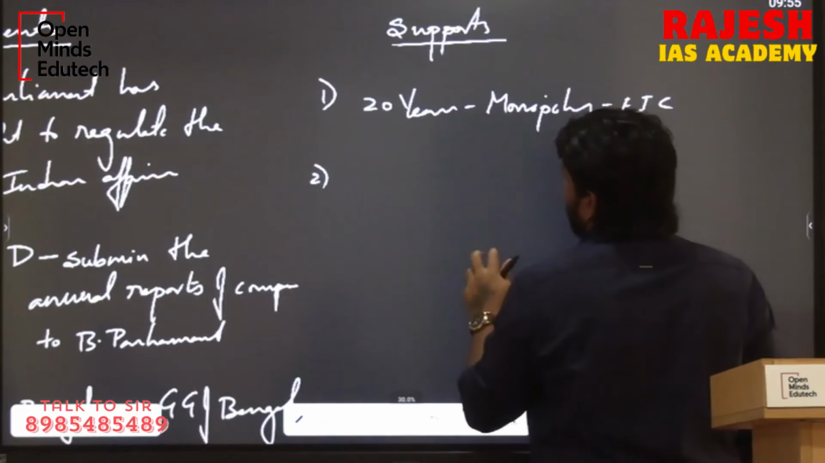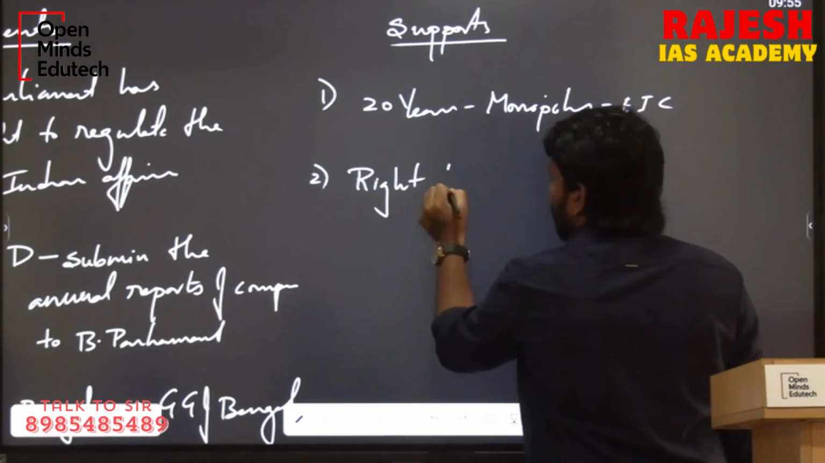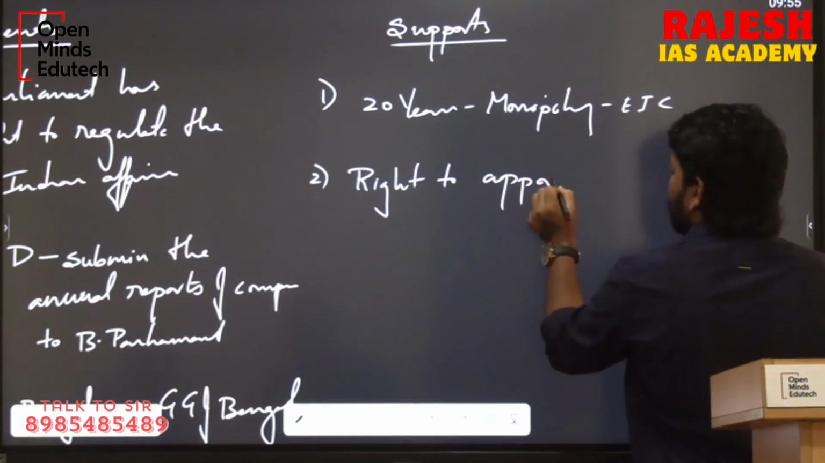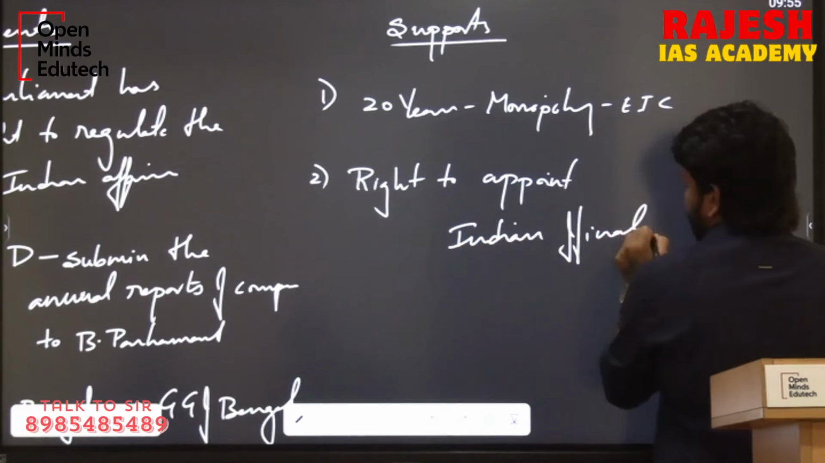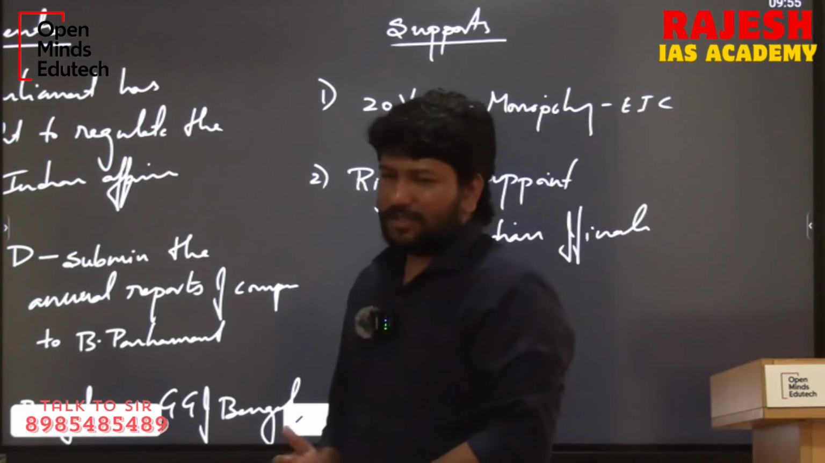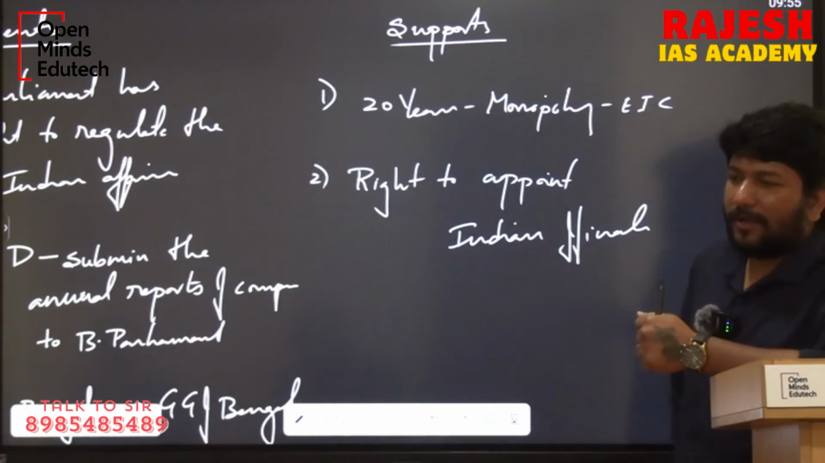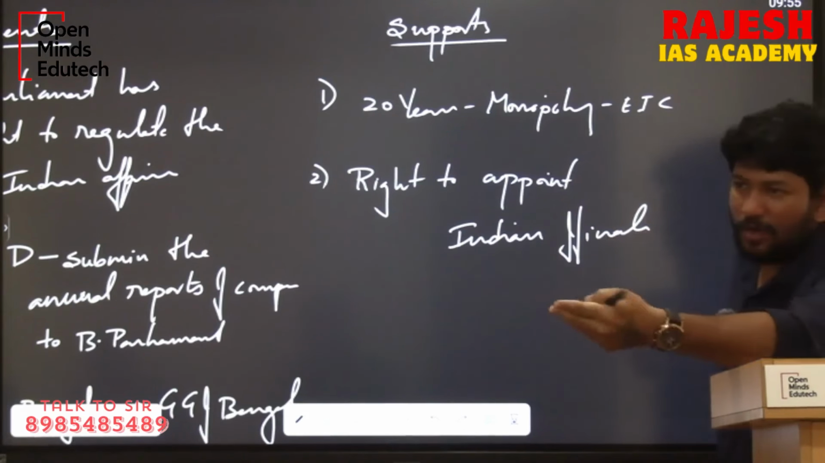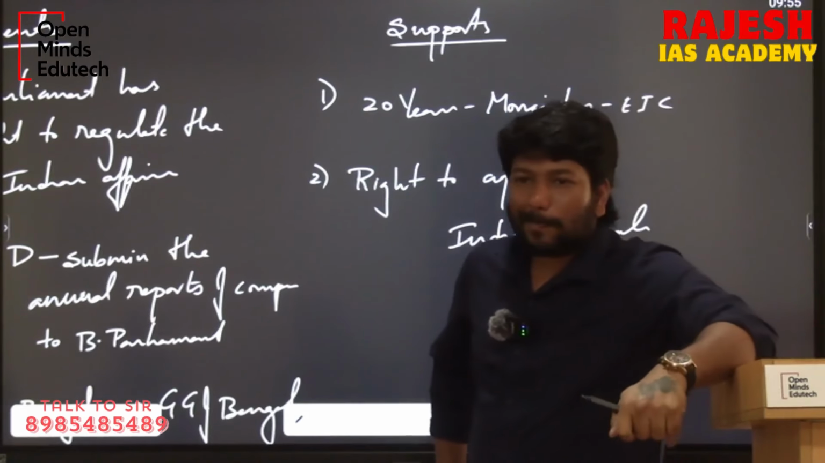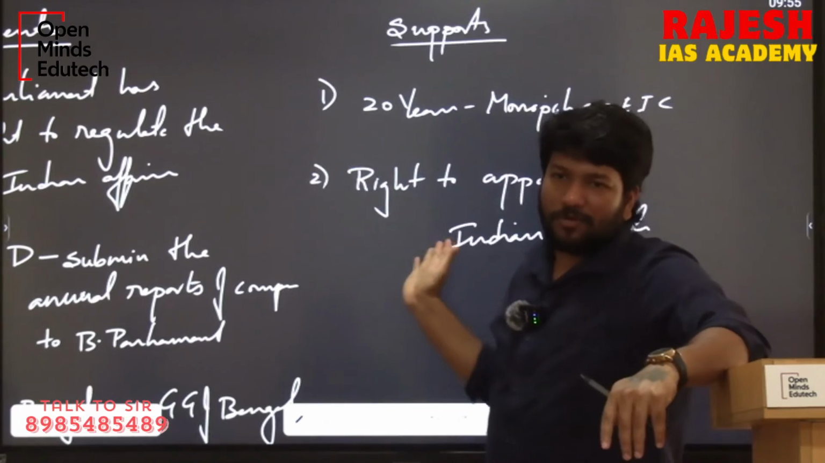Next one. The Court of Directors has the right to appoint Indian officials. It can choose whomsoever it wants, so that they can do better for the business. The Governor General and Indian officials. No, Parliament can also appoint, right?